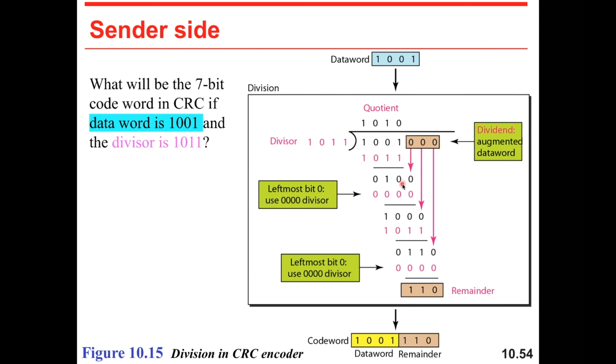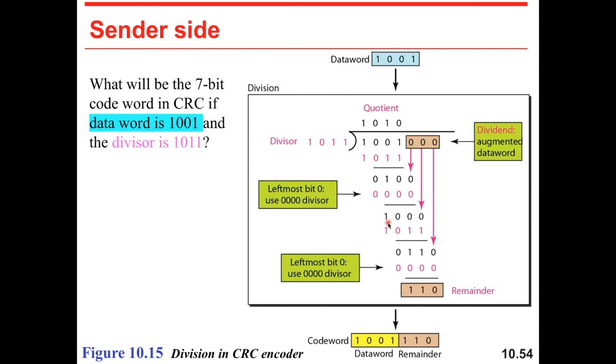Again apply XOR on these two words. Same number 0, same number 0, different numbers 1. Leave the first bit, it is always cancelled. Bring the second 0 down here. Your word is 1000 now. We need to divide it with the divisor.